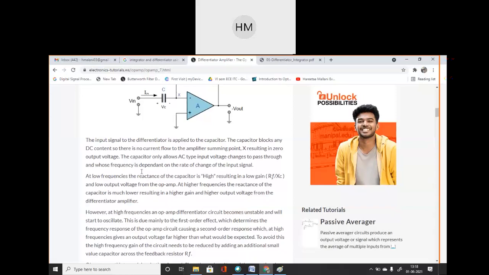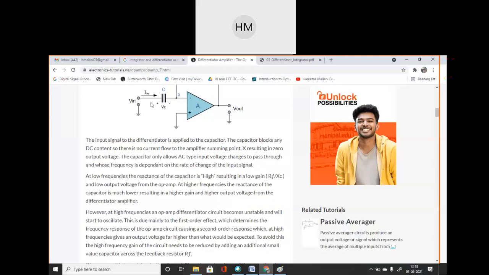So here you can see, students, the capacitor allows only AC type of input voltage changes to pass through, whose frequency is dependent on the rate of change of the input signal. We all know the capacitor blocks DC content. What is the role of the capacitor? The capacitor blocks the DC content. So there is no current through the amplifier summing point X, resulting in zero output voltage. The capacitor only allows AC type of input voltage changes to pass through, whose frequency is dependent on dV by dt, that is the rate of change of the input signal.